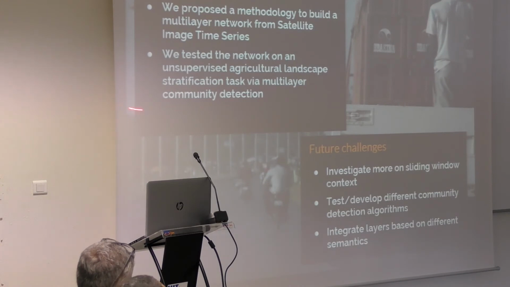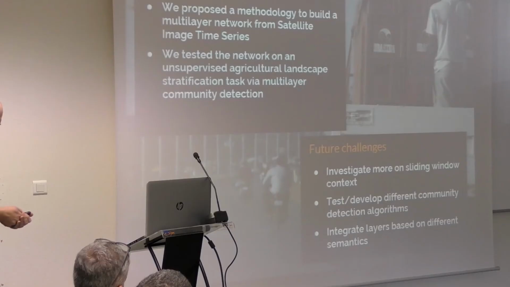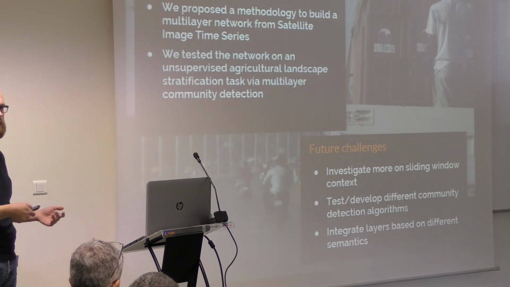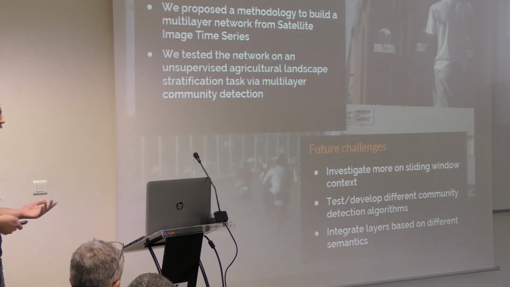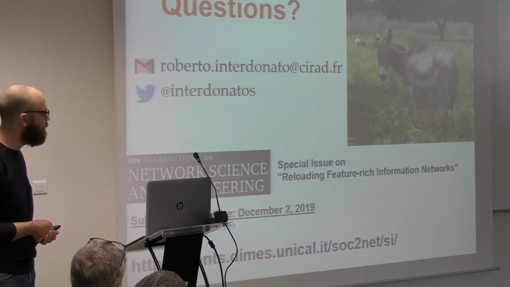So summing up, we proposed a methodology to extract a multi-layer network from a satellite image time series. We tested it on this landscape stratification problem. Future challenges: investigate more understanding of context, test or develop different community detection algorithms for the case study, and integrate layers based on different semantics, like interaction graphs based on modeling, so really on the interaction with real actors on the web. And that's it.